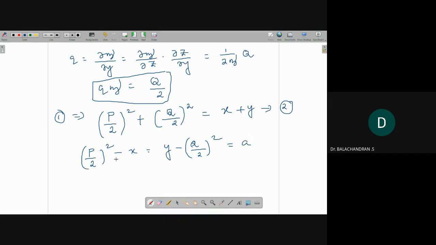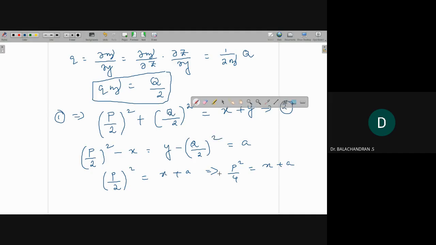So now if I equate the first and last, is it correct or wrong, sir? You can take a square also. Okay, sir, no problem. So p by 2 whole square is equal to x plus a. P by 2 whole square equal to what? X plus a. So this implies p square by 4 is equal to x plus a.